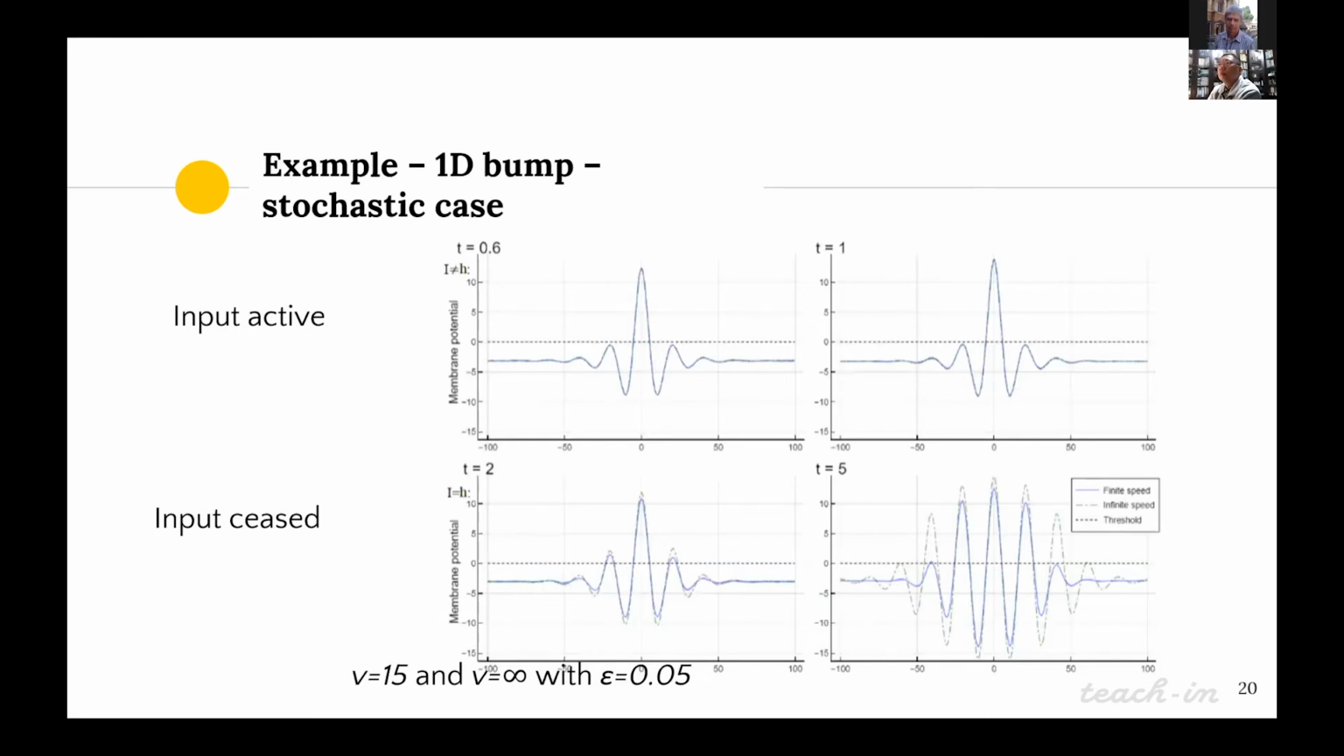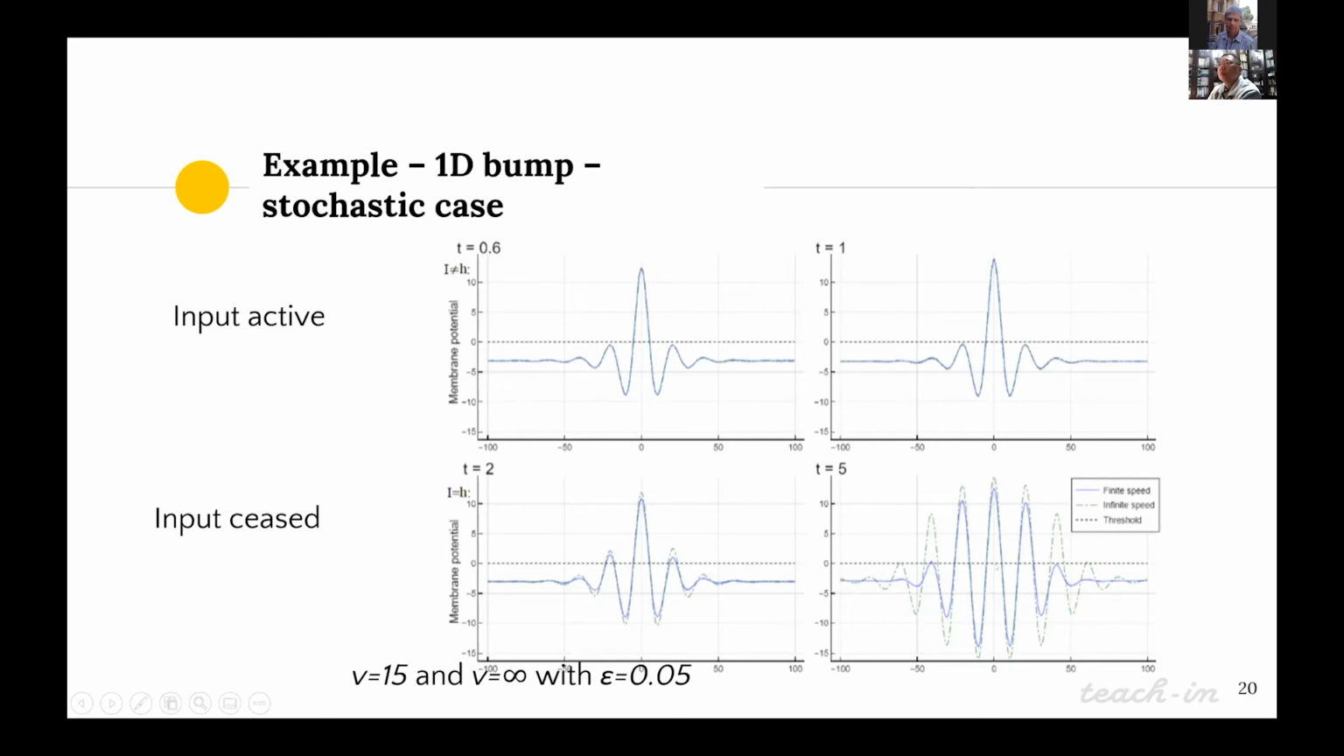Now, the same example, but in the stochastic case. So here we want to show the effect of noise. And a question that is very important here is, will the effect of noise modify the stationary solution? In the deterministic case, we have seen that the stationary solution has the same profile, the same qualitative behavior as the external input, which in this case is characterized by one bump. Yes, we have just one bump.